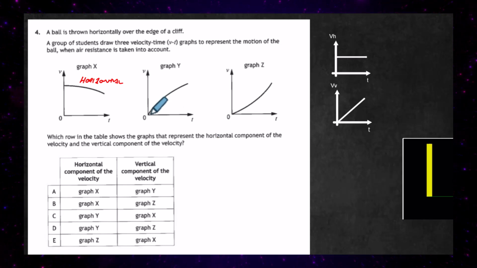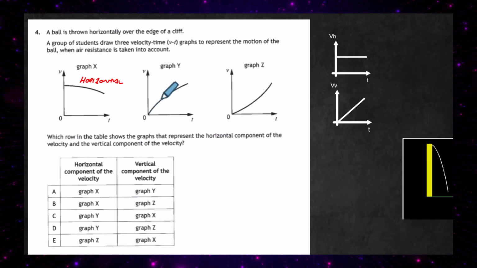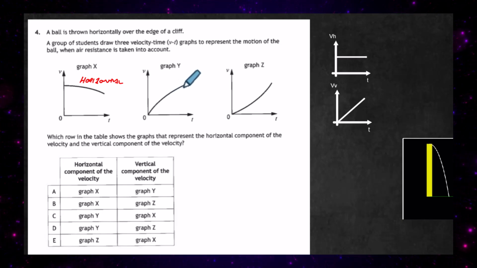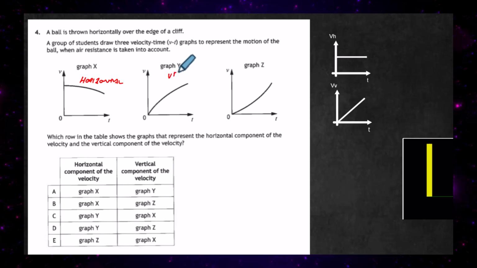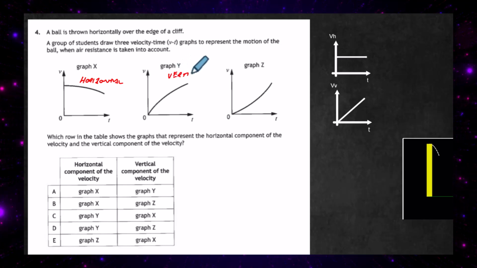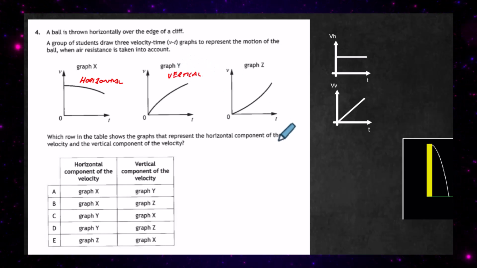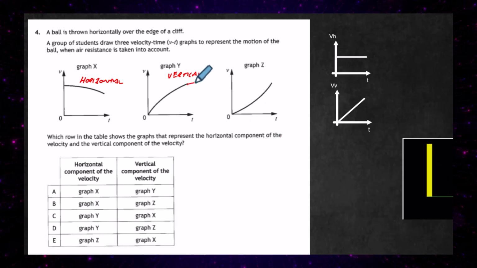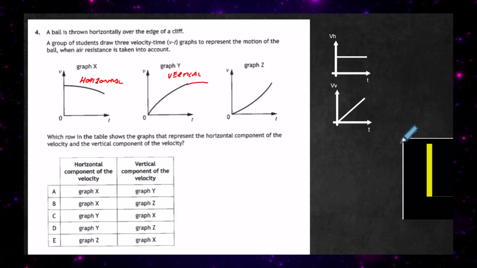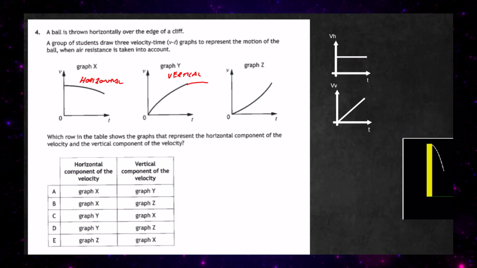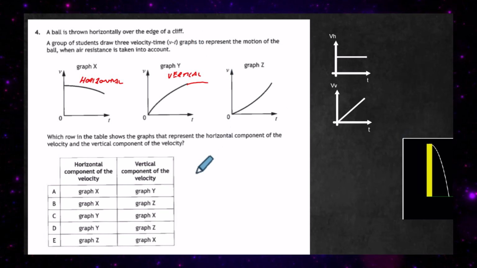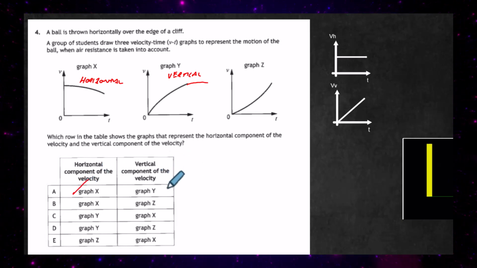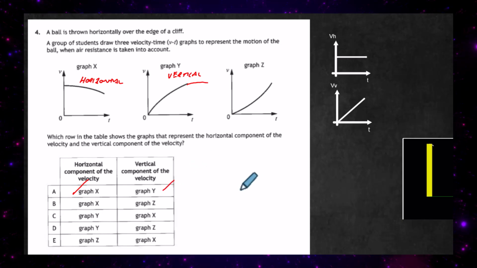The vertical velocity starts off and is going to be reduced as the time goes on. So this is the vertical velocity component graph. And you can see this graph here is heading towards a kind of levelling out, and that would be the terminal velocity. So that's a big clue as well. So that's the answer. It's going to be 4. Graph X is the horizontal and graph Y is going to be the vertical component of the velocity.